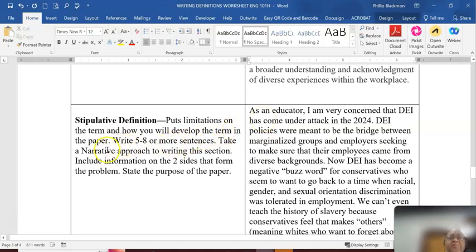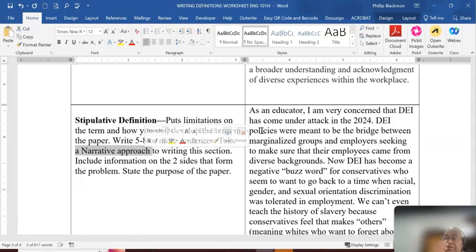I'm taking a narrative approach, which means I'm writing about this in the first person, right? How does this affect me? What is my definition? Who am I going to discuss in the paper? What's going to be the problem? Who are going to be the two sides? So look at this.